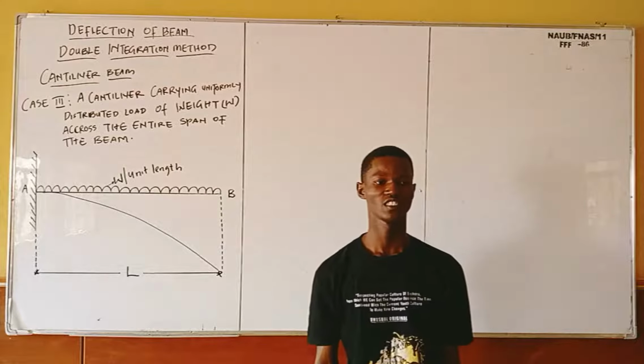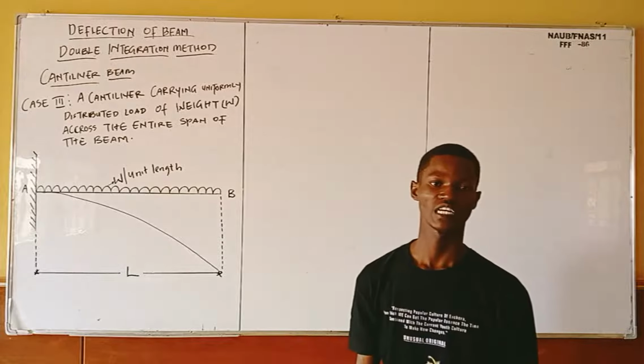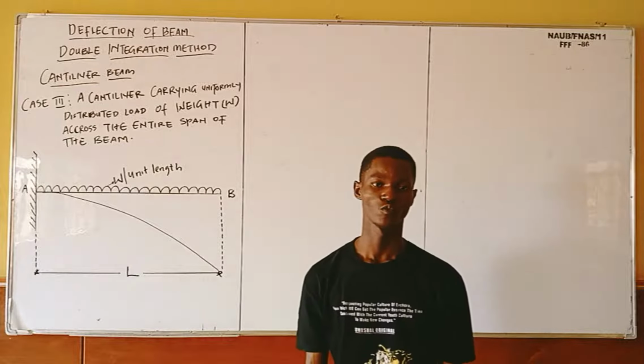Welcome guys, this is VT engineering class and we are still under deflection of beam. We'll be looking at case 3 of the cantilever beam, which is a cantilever beam carrying a uniformly distributed load throughout the entire span of its length. If you look at this diagram very well, you can see that at point A the beam is fixed. It is fixed at this point, and at this point it is at its free end.